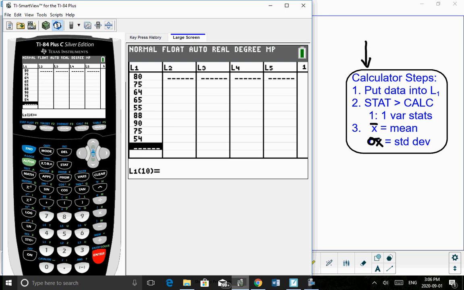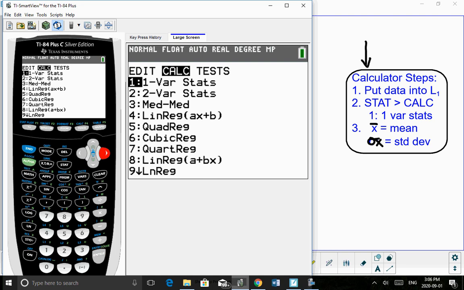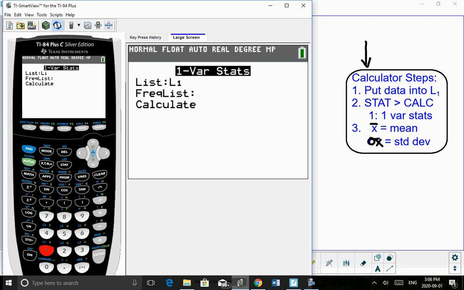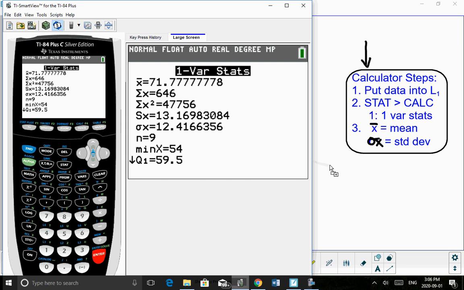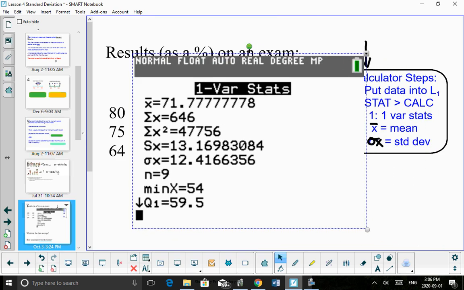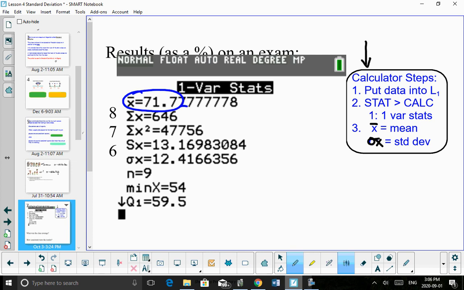That's our first step. Second step is we're going to go back and hit the stat button again. And we're going to hit the over arrow to go to calc. And then you select number 1. Okay, go down to the word calculate, hit enter, and here's all the answers. So I'm just going to drag this over here so you can see. So this number right here, the top one, that is our mean. Okay, and this one right here, that is the standard deviation.